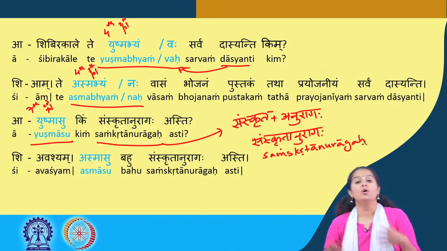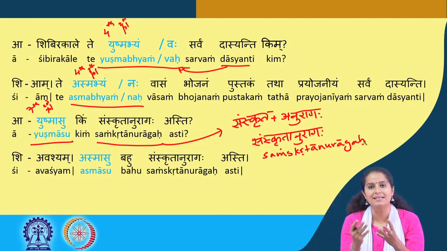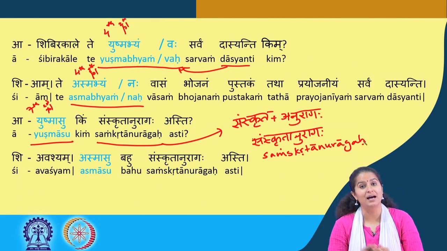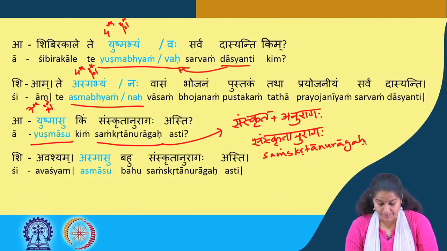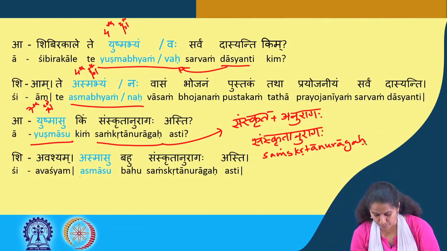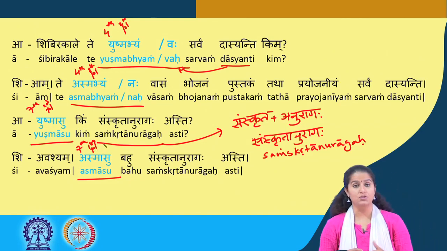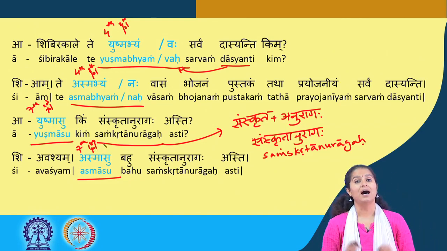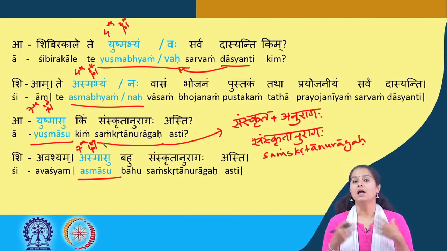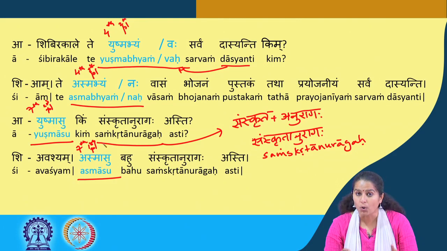Okay, there we go. So yushmasu, these qualities we always use with the seventh case, in you. So yushmasu sanskritanuraga asti kim, and the answer avashyam, definitely asmasu, and that is the seventh for the first person plural. Asmasu bahu sanskritanuragah asti. So we see that in this way we have used the first and second person pronouns in the plural in all the cases.